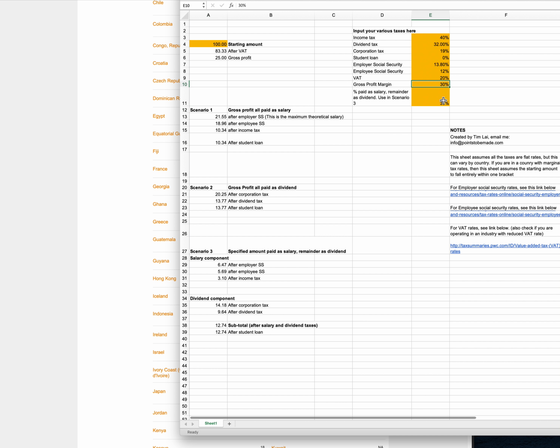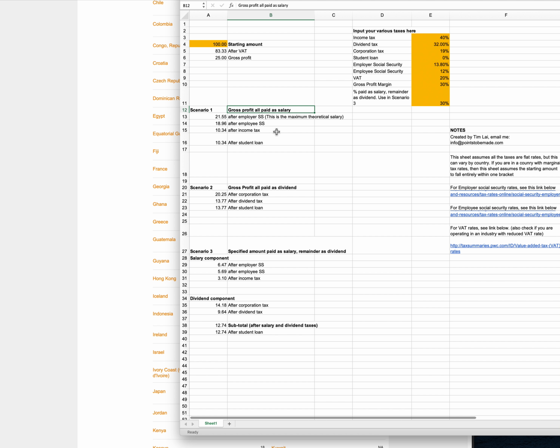Okay, so I've assumed 30%, and then I'm going to go through the different scenarios, and then this final input is when we try to figure out what an optimum salary/dividends to pay ourselves is. But this is also something for you to play around with. You should definitely be playing around with the inputs just to figure out how much is left in your pocket at the end of the month.